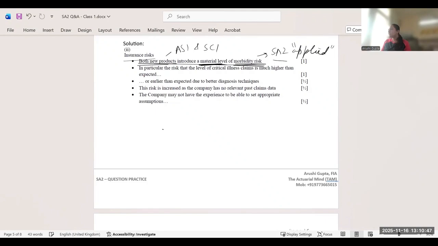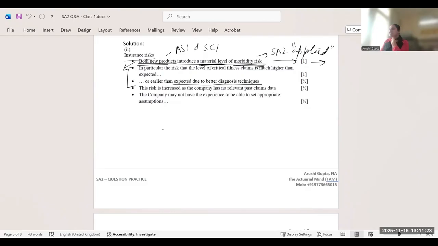Are you able to see? So then they are saying in particular the risk that the level of critical illness claims is much higher than expected or earlier than expected due to better diagnosis techniques. तो अब उसने रिस्क होता क्या है वो एक्सप्लेन किया है कि more claims than expected as a risk, and also उन्होंने कहा कि टाइमिंग भी अगर earlier है than expected तो बेसिकली आपके लिए रिस्क है, क्योंकि आपने जो एस्टिमेट की थी उस हिसाब से आपने सोचा था you will have the money to pay out the claim in that time period, but उससे जल्दी आपको ज्यादा पैसा देना पड़ रहा है पॉलिसी होल्डर को.